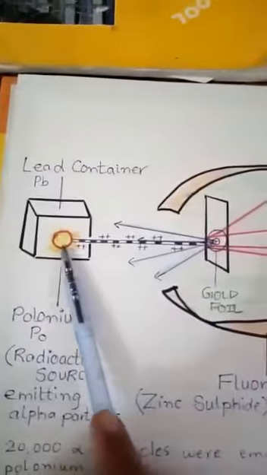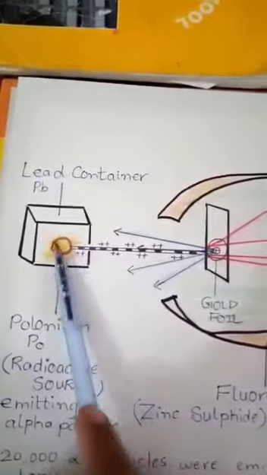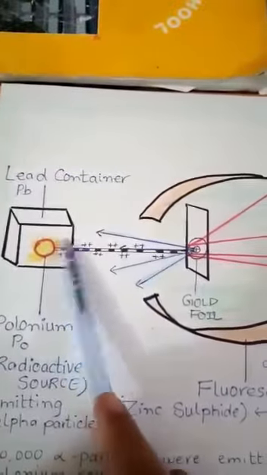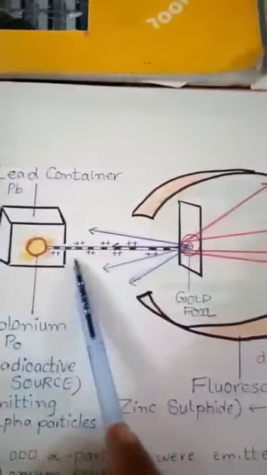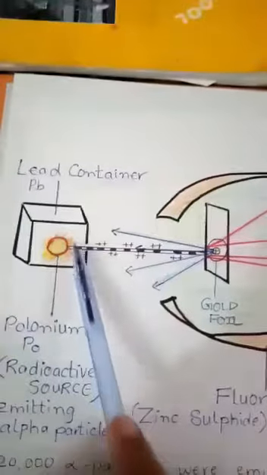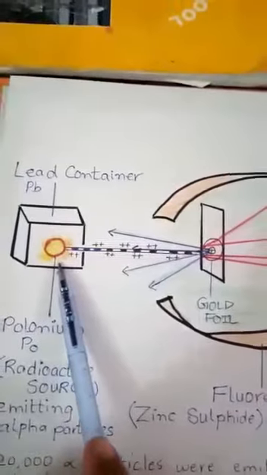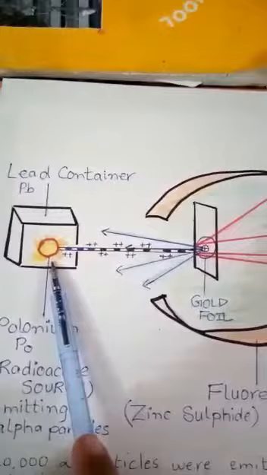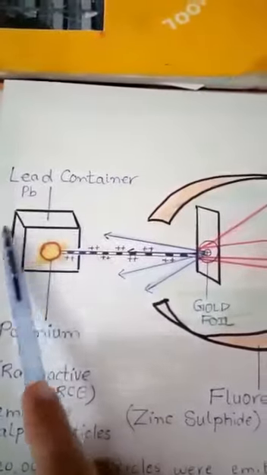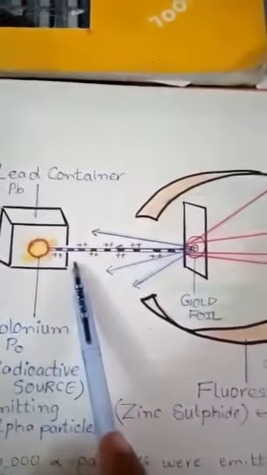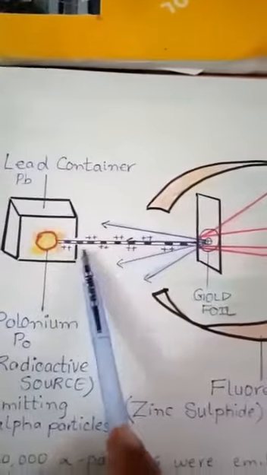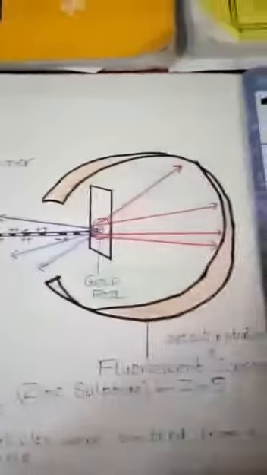So if you see over here, this is polonium metal. It is a radioactive element, and it is kept in the lead container because lead will not react with this polonium. That's why Rutherford used a container made up of lead, an inactive or unreactive metal.